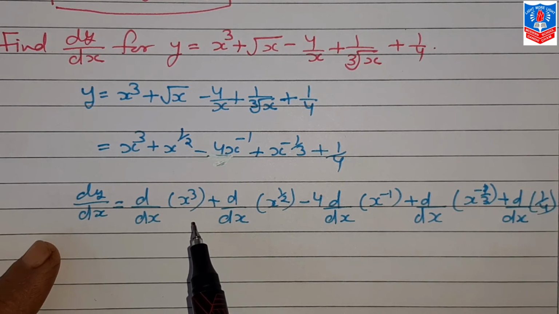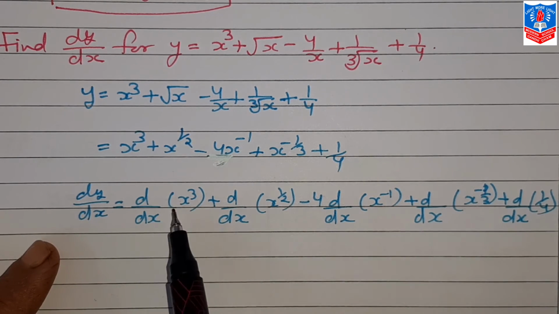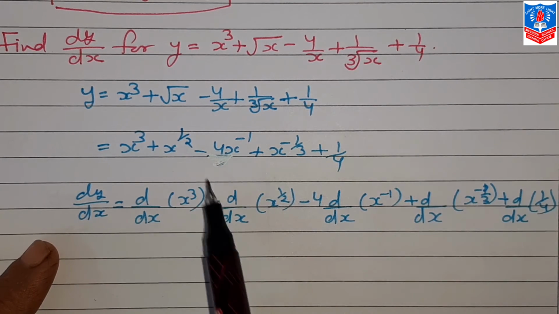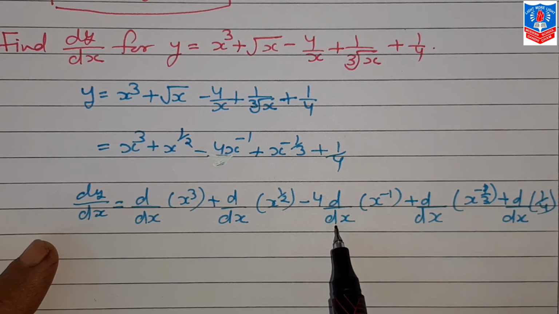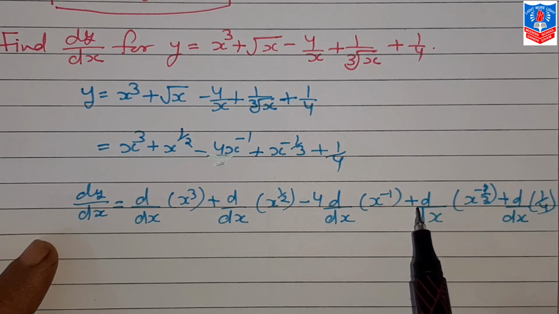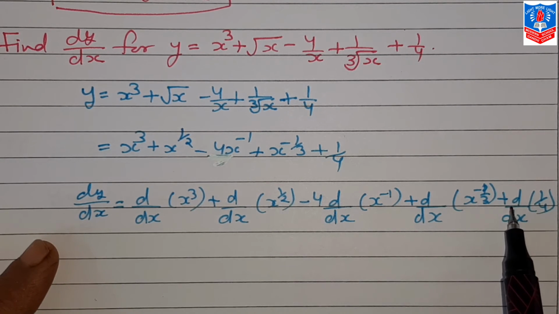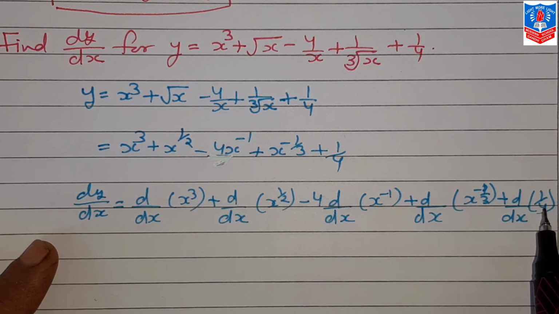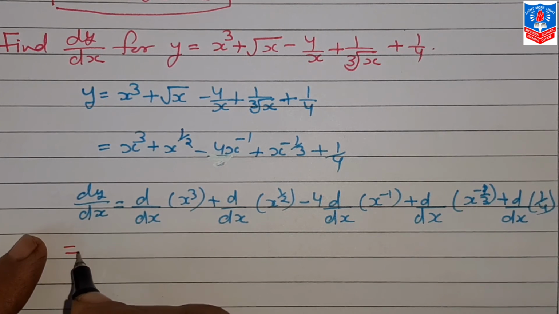Now we find derivatives of the individual terms. So that will be first d upon dx of x raised to 3, plus d upon dx of x raised to half, minus 4 d upon dx of x raised to minus 1, plus d upon dx of x raised to minus 1 by 3, plus d upon dx of 1 by 4, which is a constant number. Now we find the derivatives of these directly.